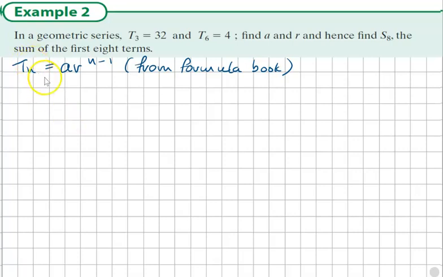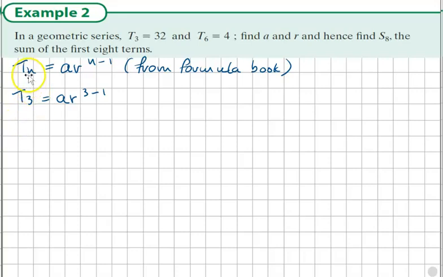So we have Tn equals a times r to the power of n minus 1. This is our geometric sequence's nth term formula from the formula book. Make sure that you don't use the arithmetic sequence formula, which is also on the same page. So this is for geometric sequences and series.